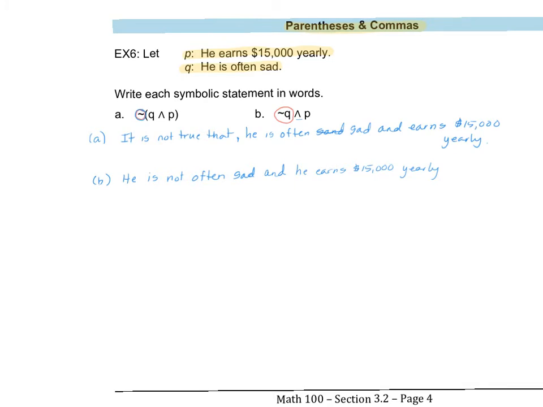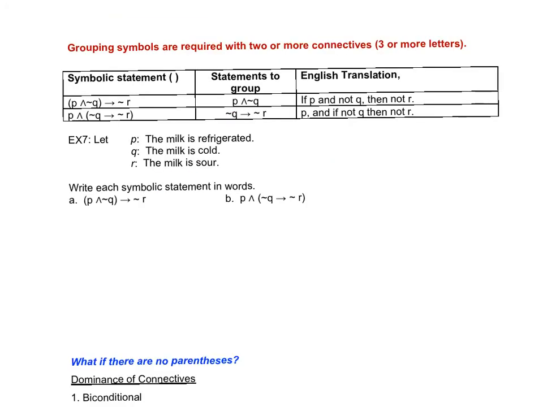Especially if there's a negation on the outside. So whenever you have more than two connectives, which would be 3 or more letters, you're required to group. So grouping symbols are required, and that would be parentheses, or we could use brackets or those curly parentheses we'll see later. Grouping symbols are required with 2 or more connectives, 3 or more letters.